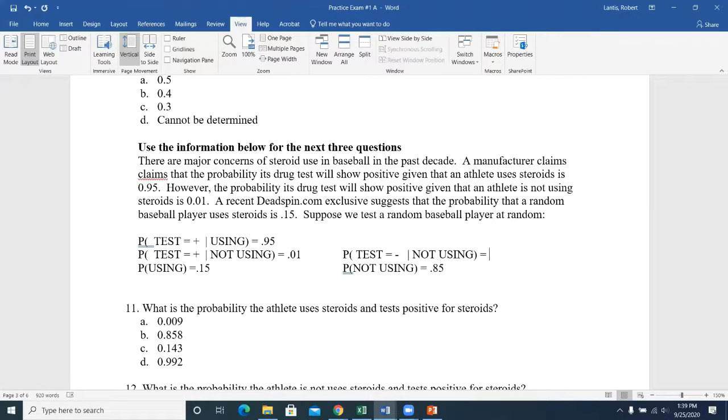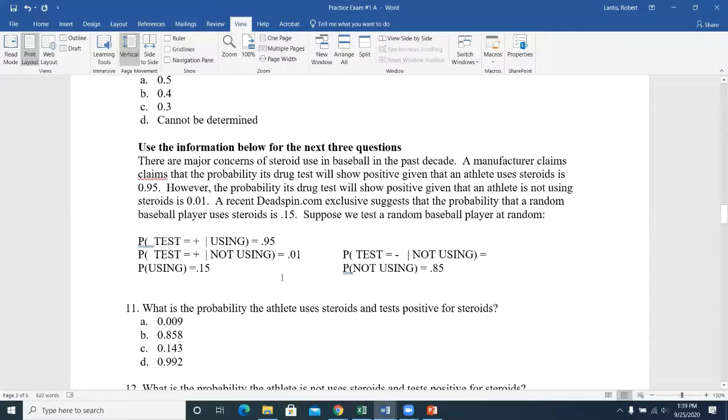Yeah, right. If I have someone in front of me and I know that they're not using steroids, and let's say I give them 100 tests, and I know that one of those tests comes back positive, how many would have to come back negative? 99, right? And that's what we're saying.